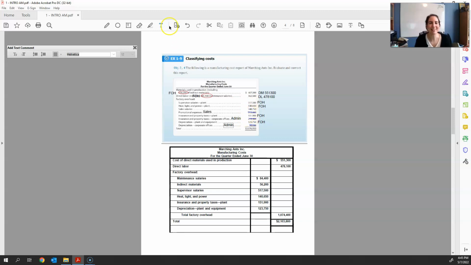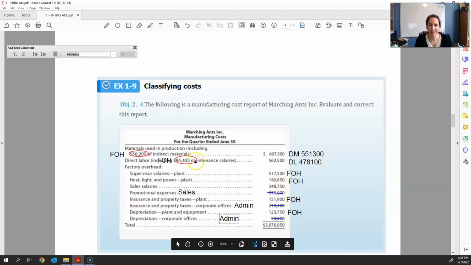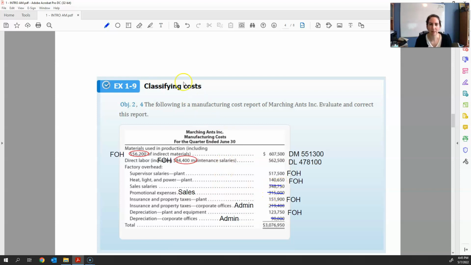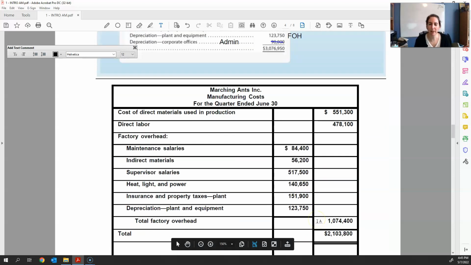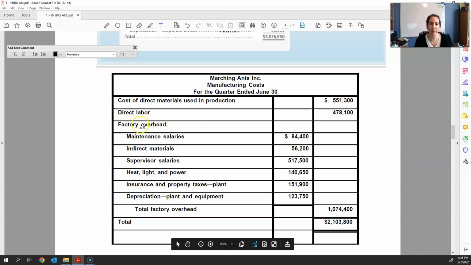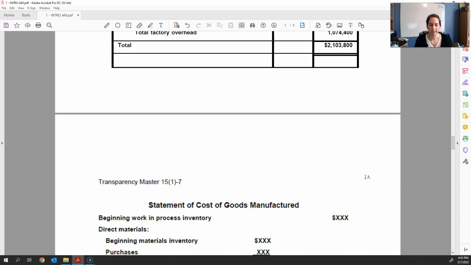Oh, I skipped one, sales salaries. Let's go back and do that again. There we go, I missed one in here, sales salaries. Well, that's just sales, right? We know that. I was like, where's that number? Oh, it's because I missed it. So it's obviously not included. It's a period cost. Okay, so if we did all of this, we would have all of our direct materials, direct labor, and factory overhead costs, and the total cost of making our product, the manufacturing costs for the month, however many we made, is $2,103,800. Okay, hope that makes sense.